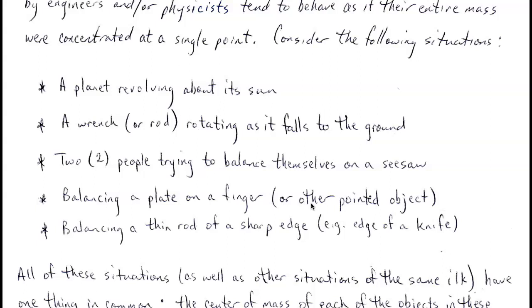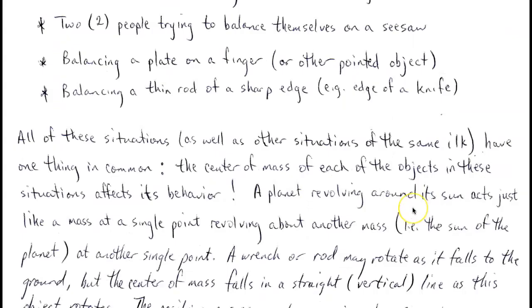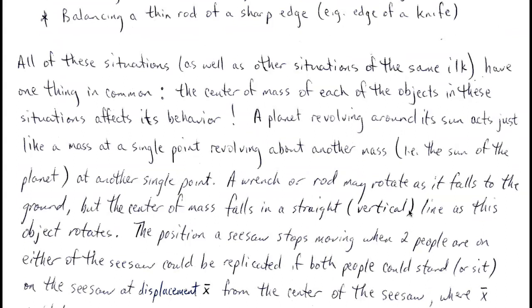We could balance a plate on, let's say, your finger, or you could be trying to balance a thin rod on a sharp object. So let's say we take a rod and we want to balance it on our finger, or on a knife, something like that. All those situations and similar ones have one thing in common: the center of mass of each of the objects in these situations affects its behavior.